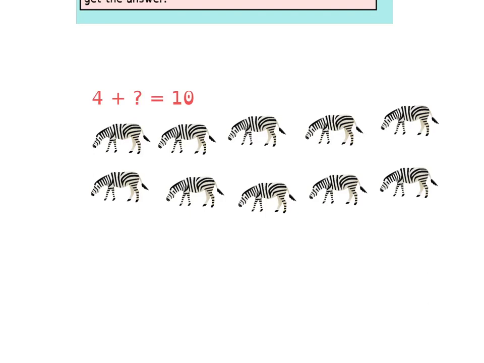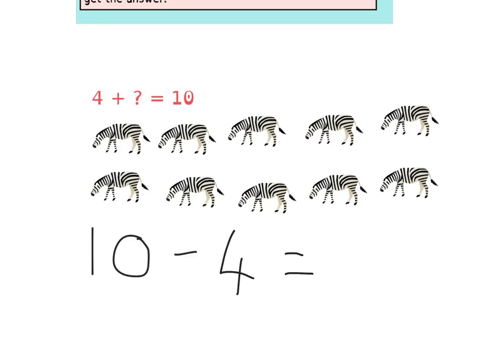In this question, our answer is 10. 4 plus what equals 10? In front of us we've got 10 zebras. If we start off with the answer, 10 zebras, to work out what the missing number is, we could do 10 take away 4 equals. So in this case we're doing a subtraction sum, even though our original sum is an addition sum, because they're opposites. So let's try it.